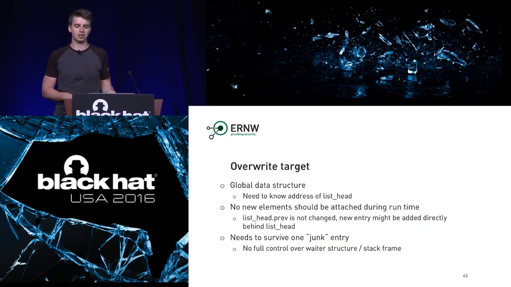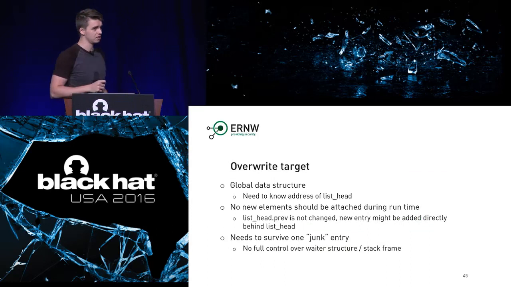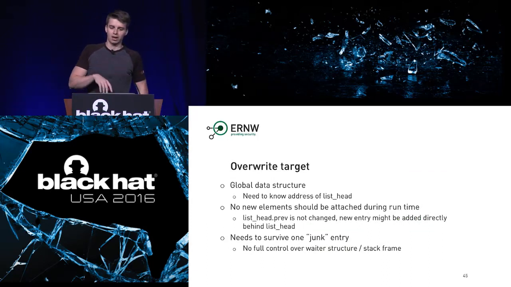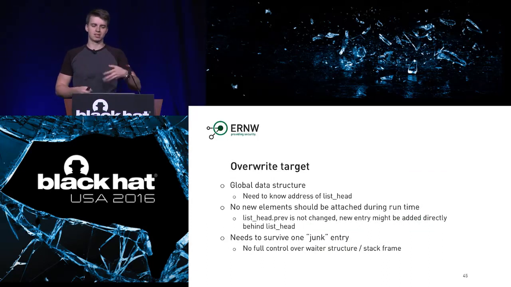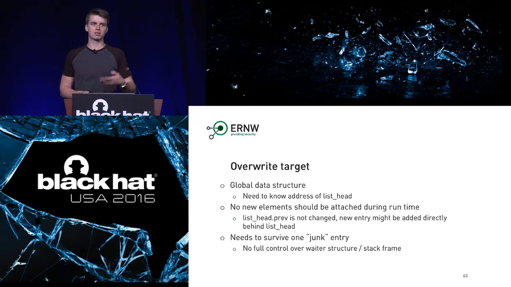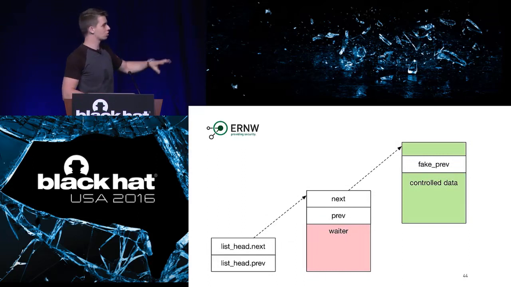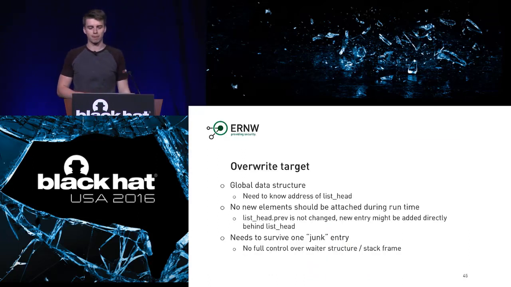So we need to find a global data structure because we need to know the address of its list head pointer. It shouldn't have new elements, so this list we want to overwrite shouldn't be dynamic, otherwise we get problems. And it needs to survive one junk entry, because again, we don't control this waiter structure. So when this list is walked, it should just ignore the waiter structure.